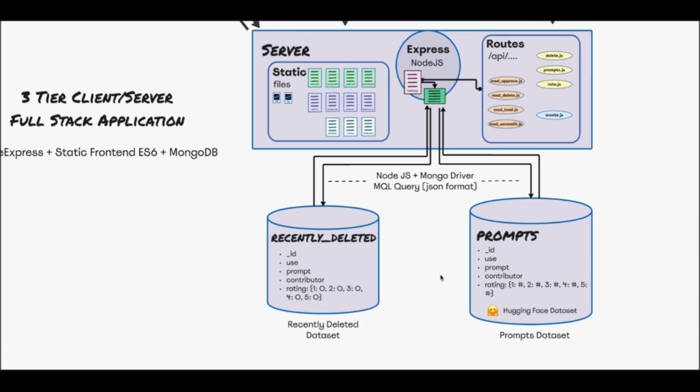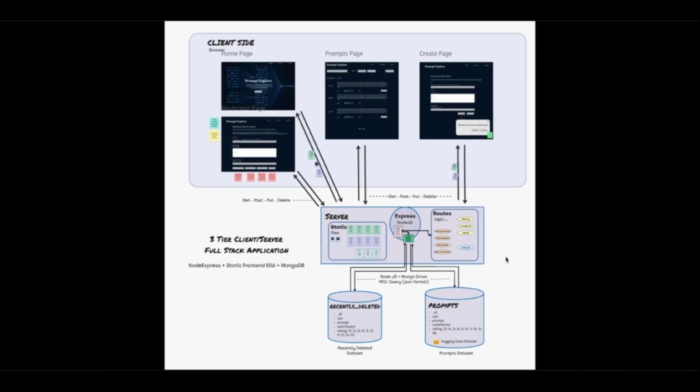Our particular file and the way the database is set up is that each entry in a Mongo database has a unique ID, and ours had different categories, including use, prompt, contributor, and then a rating. And we had two collections in our set, which are recently deleted and prompts. So this is a good example of a three-tier client-server full stack application, and a broad overview of each of the processes.